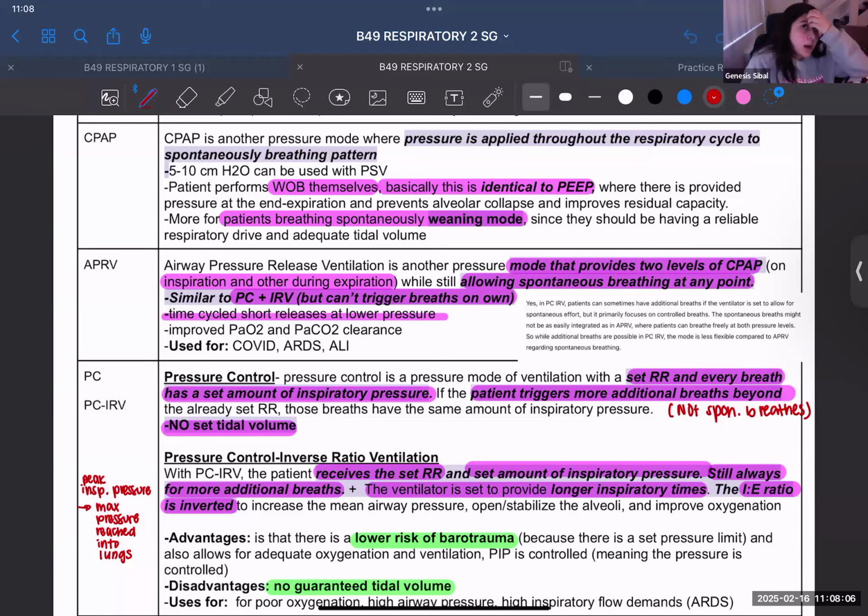So I want you guys to practice tomorrow or tonight. Look at the name of the mode and just don't overcomplicate it. Just take a piece of paper out and be like, okay, Genesis said, think about the name. So if I'm saying pressure control, I'm talking about pressure. I'm not talking about tidal volume. Okay, so let me go through that so you can see kind of how that works out.